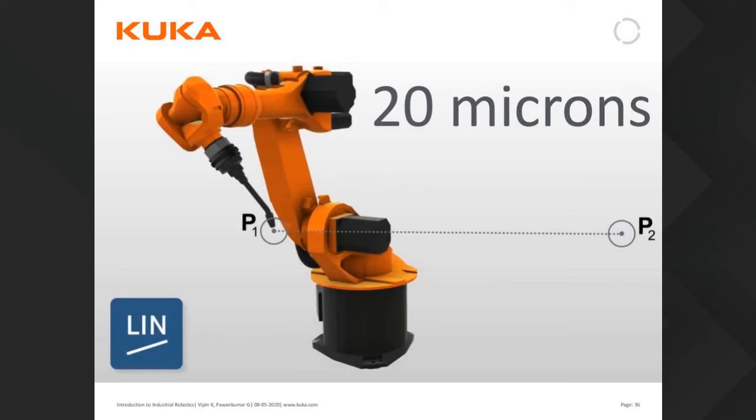You know why the industrial robot is there. The main characteristic here is its repeatability. You can see in the picture that points P1 and P2 will always be repeated. Always means at every cycle, after every cycle, those points will be repeated with a repeatability of 20 microns. So just remember this.